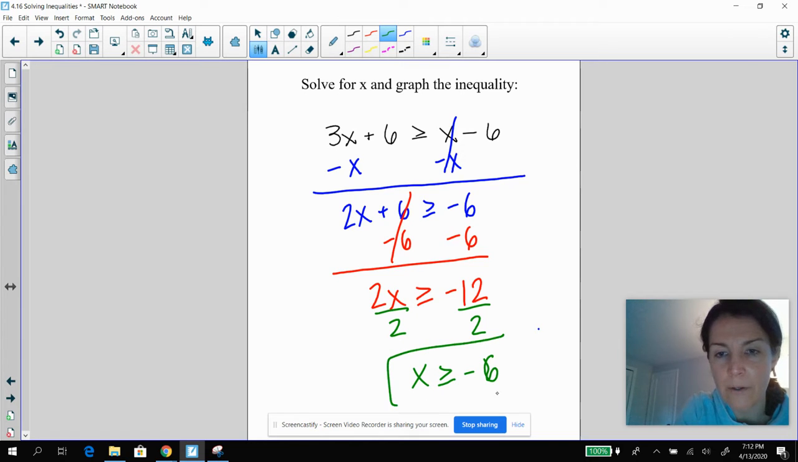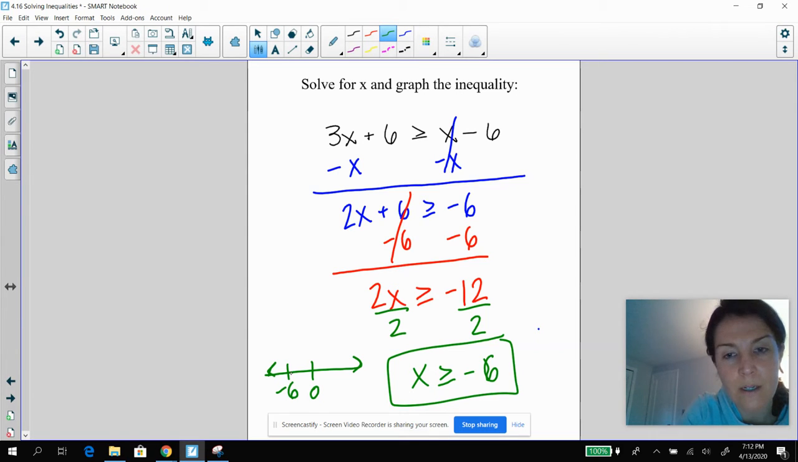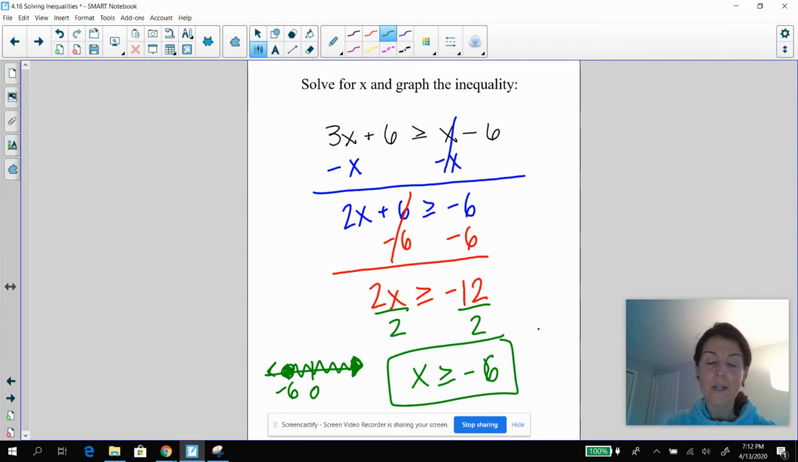And as you know, we draw our little number line. I get a negative 6 here. Do a closed circle, and because it's greater than, I shimmy everything to the right. So again, you should not be intimidated by these a little bit harder inequalities.